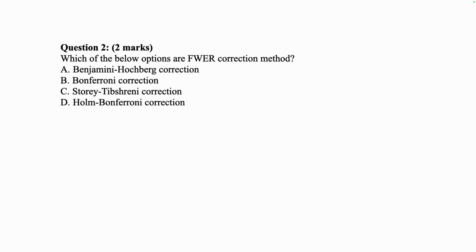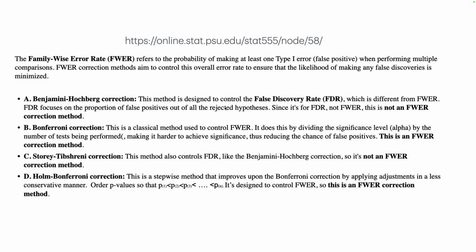So the first option, which is Benjamini-Hochberg correction, is designed to control the false discovery rate. It is not designed to control the false positive rate. So this is not the correct option. Whereas the B option is Bonferroni correction. This is basically the classical method used to control the family-wise error rate.